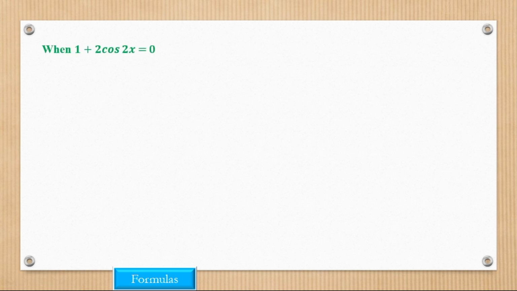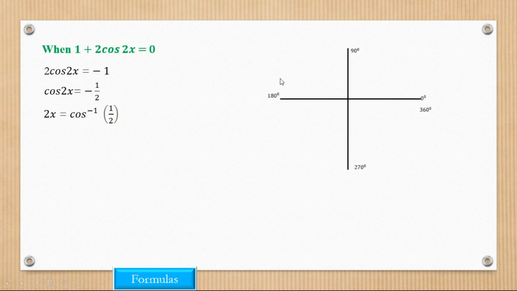Alright, how about when 1 plus 2 cos 2x is equal to 0? We can take the 1 to the other side, then we have a negative 1. Then we divide both sides by 2, and we end up with that. Cos inverse of a half we know is 60, and we're going to place the 60 in regions where cos is negative because of this negative sign. So that means we're going to place the 60 in the second and in the third quadrant. So we have it as that.